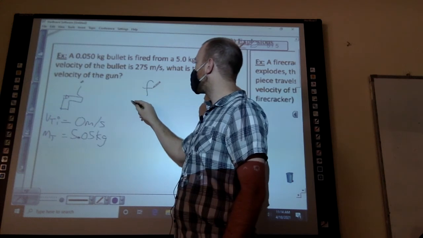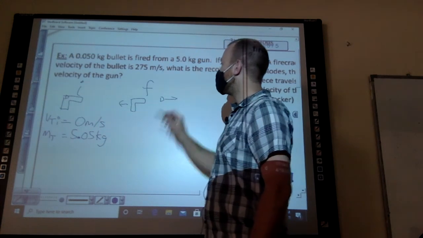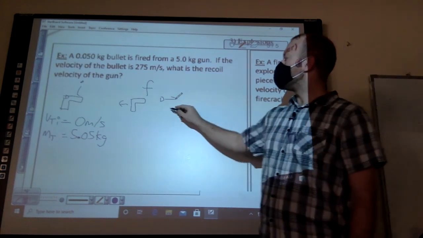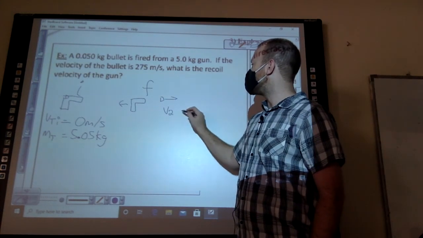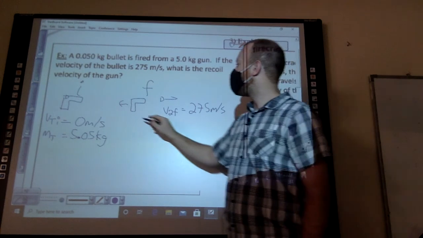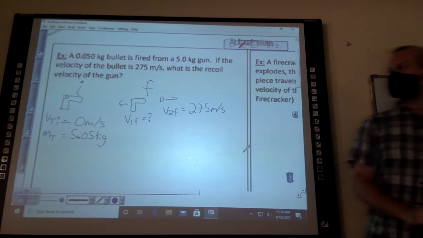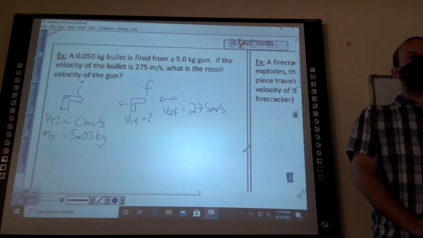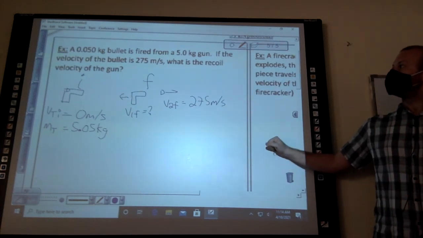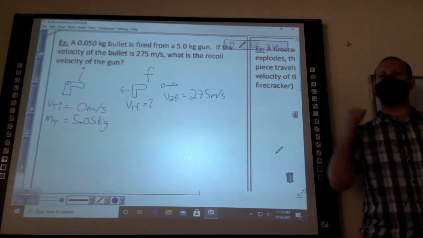And finally, here's our gun. It's going to go backwards. Here's the bullet. It's going to go forwards. So you are told, let's say this is V2. Final is 275 meters per second. And we're looking for what is V1. Good with this? You understand what's happening? Yep. What's the recoil velocity? Recoil just means when you shoot a gun, it backfires.